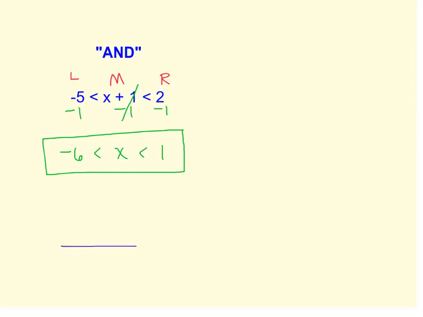So on a number line, here's -6. This is where 0 is, and 1 would be right there. Our circles, we're going to have an open circle at -6, sorry, an open circle at 1, and then I'm going to remember, I know that my and inequalities always shade into each other, so everything in between gets shaded. So that's telling us that x could be any number that's in between -6 and 1.